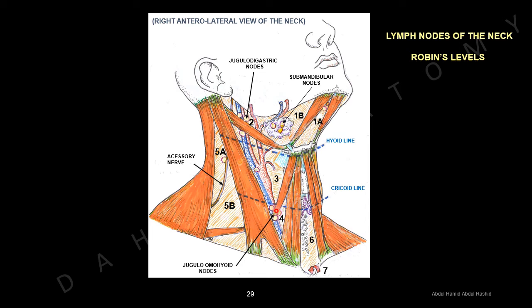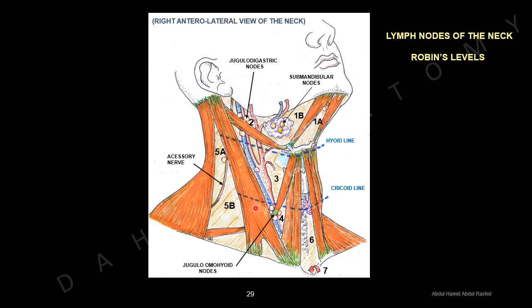And below this muscle, this small little triangle where the superior belly of omohyoid is crossing the jugular vein is called the jugulo-omohyoid nodes, or Robbins level 4.